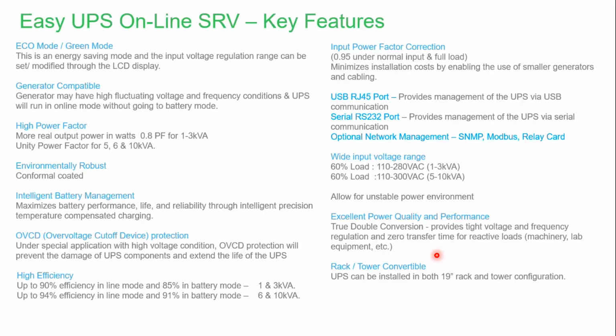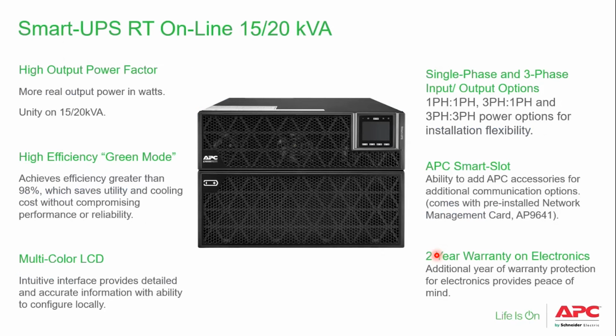Then all these models are rack as well as tower convertible. So this is another model. SURT, you might have seen the older model was SURT 15K UXI and 20K UXI. The older model has been redefined with a G, that is SURT 15K UXI G-IN and SURT 20K UXI G-IN. The earlier model was 0.9 power factor, but this model has been manufactured with unity power factor.